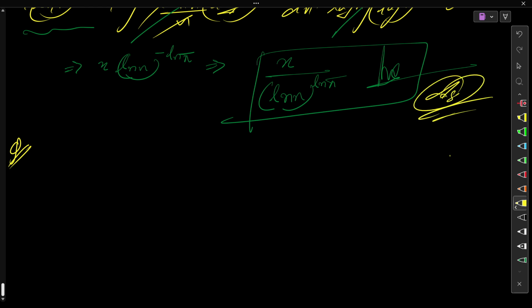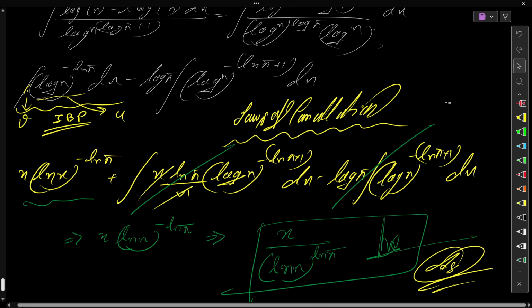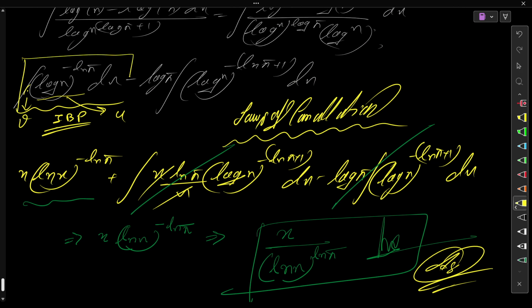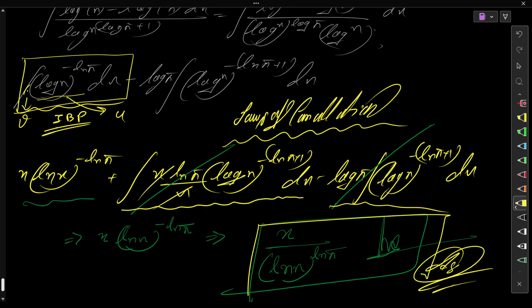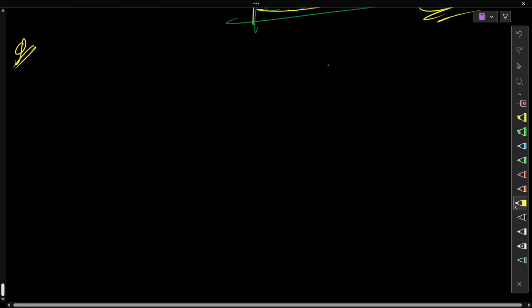So x divided by ln x. So basically what I've done is that I've applied integration by parts on this, and as you can see there's a term generated which is exactly generated to cancel out the next term. So we are getting the answer to be x divided by ln x whole to the power of ln pi. Let us move on forward.